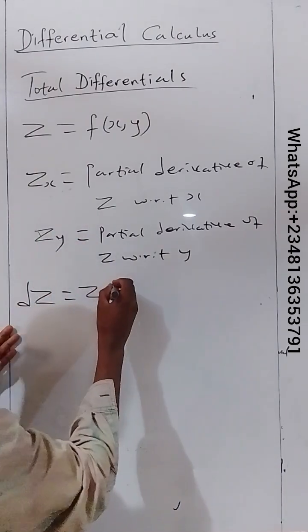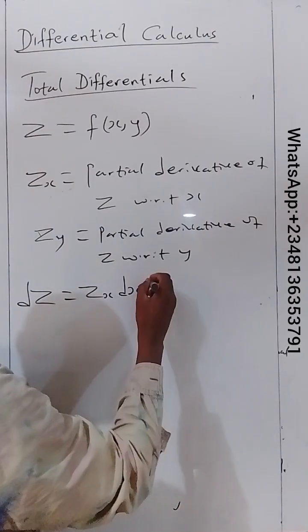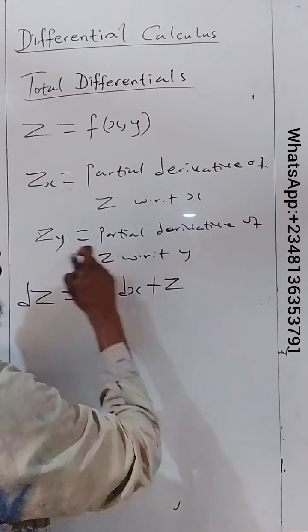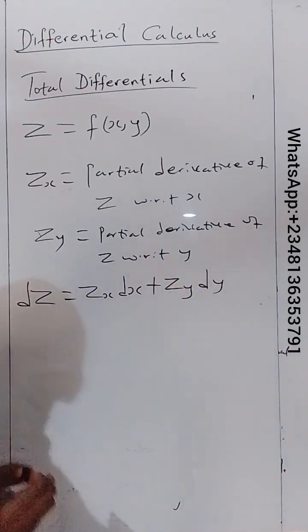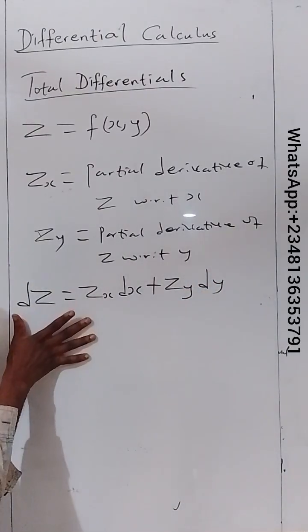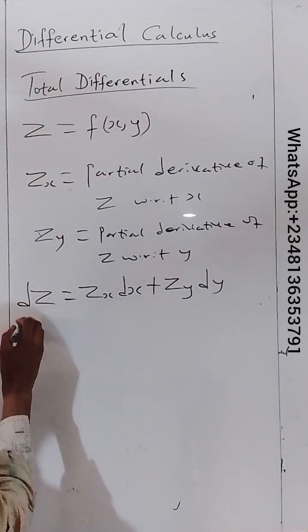So the total differential, dz, is equal to the partial derivative of z with respect to x, multiplied by the total change in x, which is dx, plus the partial derivative of z with respect to y, multiplied by the total change in y, dy. So this represents the total differential of these functions. Now let's take a look at an example.